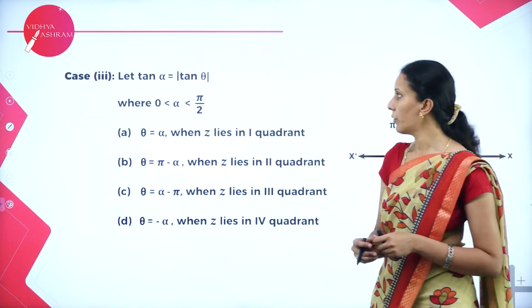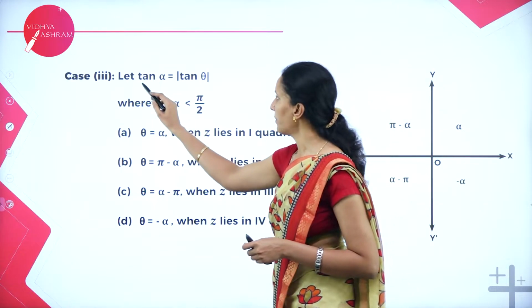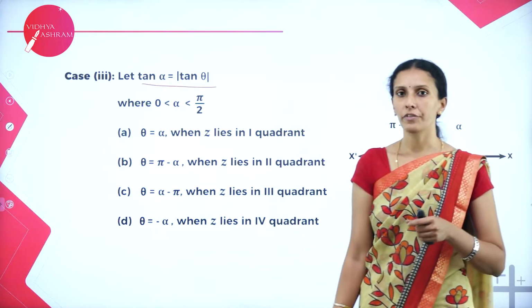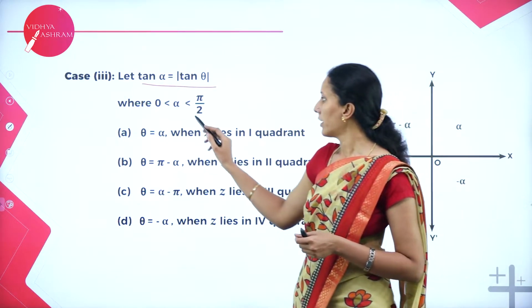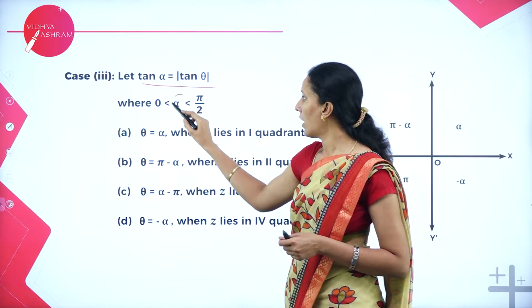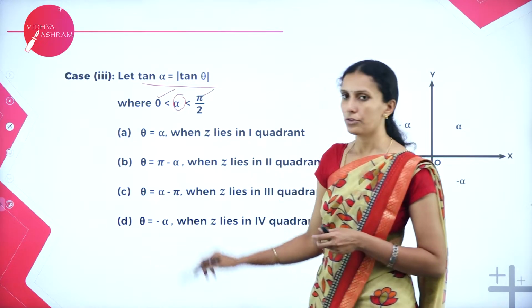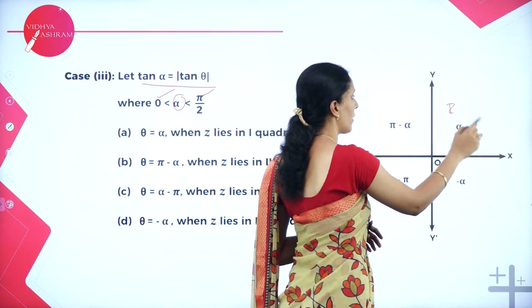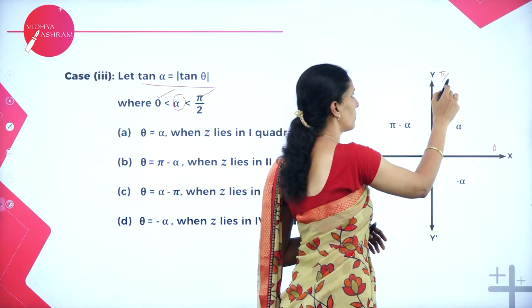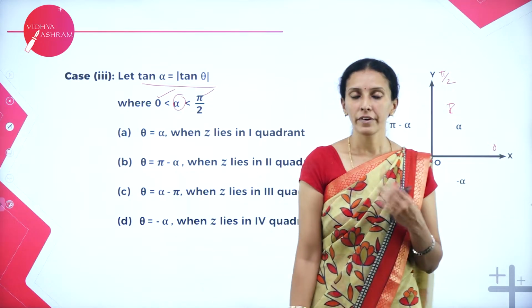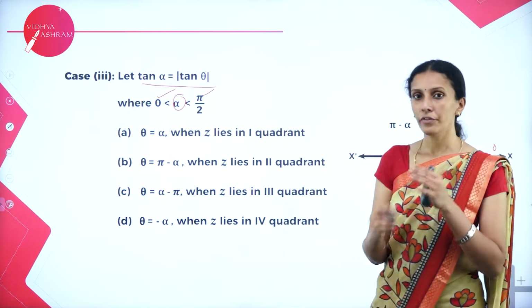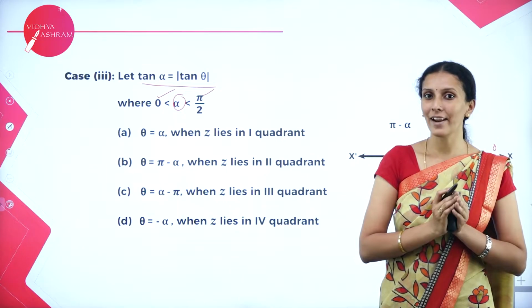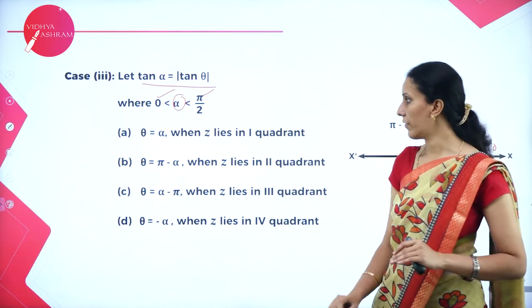Next, we have one more condition. Let us take tan alpha is equal to modulus of tan theta. If here alpha lies between 0 to pi by 2, that is only in the first quadrant, you can see this is your first quadrant, 0 to pi by 2. So if it is between 0 to pi by 2, we have four cases. How can we write theta in terms of alpha?